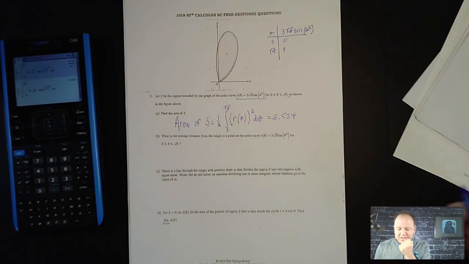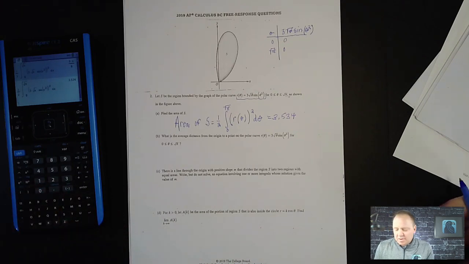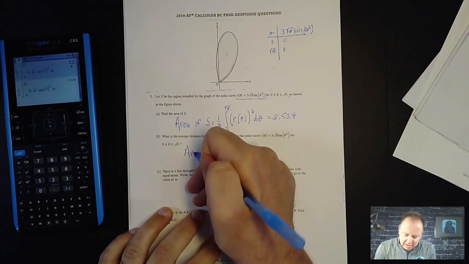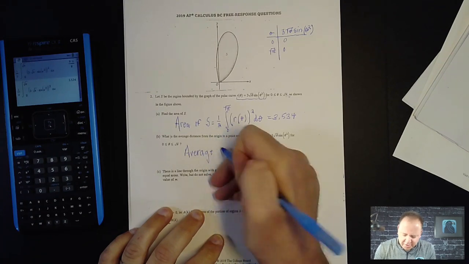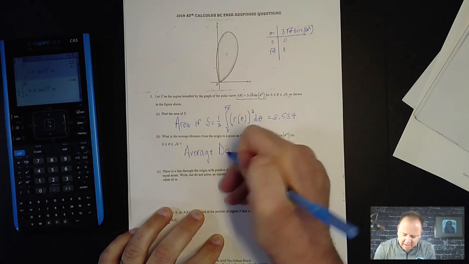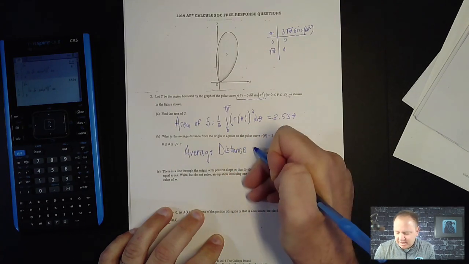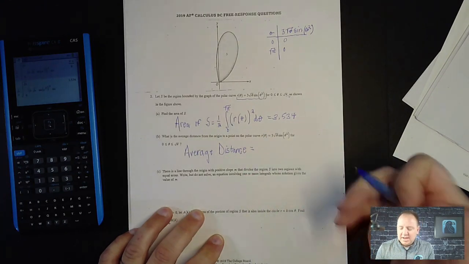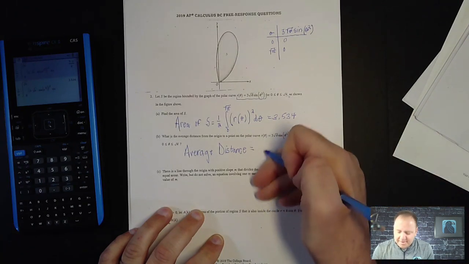All right, what is the average distance? Remember, the distance is just the radius, right? From 0 to square root of pi. So that's just the average value of a function. Fundamentally, you know it's 1 over b minus a. In this case, beta minus alpha, all times the integral from alpha to beta of your radius.